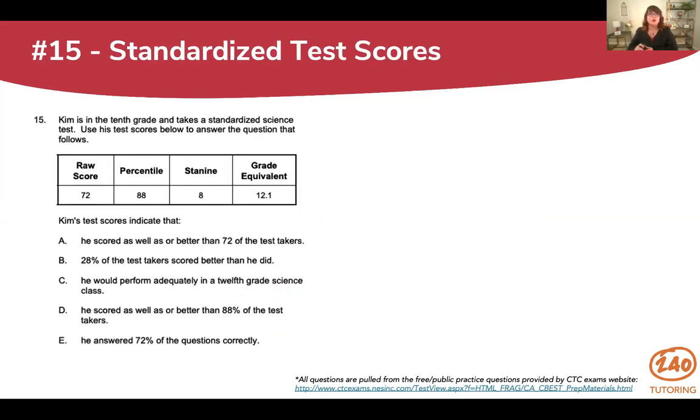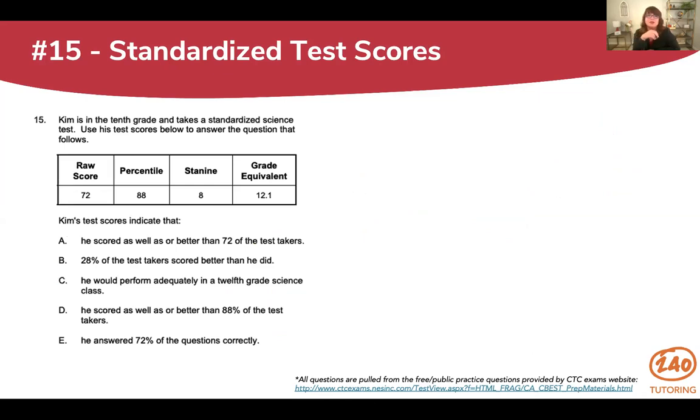Now let's look at one more question, okay? This one is that last standard that I talked about where the verb was interpret. And so this question's the hardest out of all of them. So let's read this carefully. It says, Kim is in the 10th grade and takes a standardized science test. Use his test scores below to answer the question that follows. All right, so we see his raw score is 72, percentile was 88, stanine is 8, and the grade equivalent is 12.1.